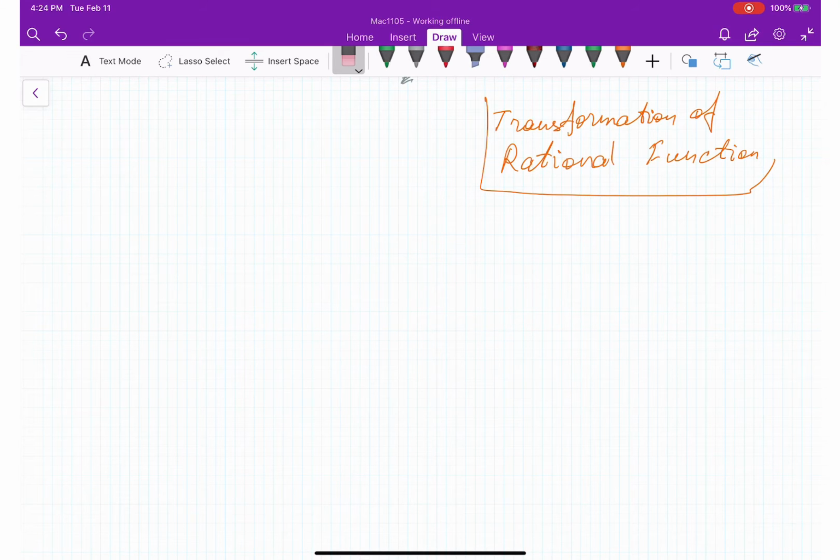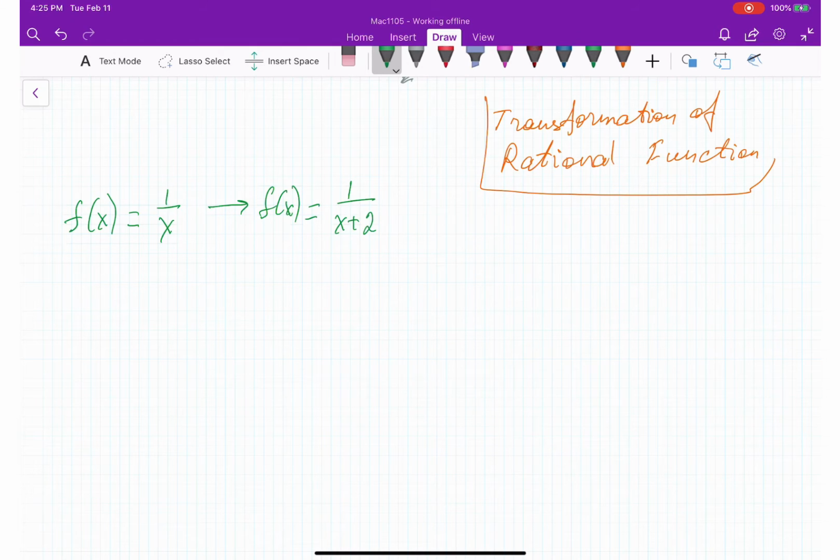Continuing our topic about rational functions, in this video I'm going to cover transformation of rational functions. So, let's start. Based on a given function, f of x is equal to 1 over x, we want to transform it into the function f of x is equal to 1 over x plus 2 minus 1.